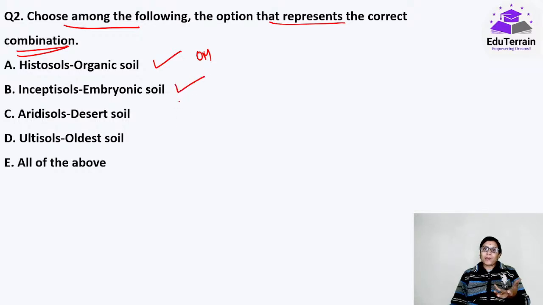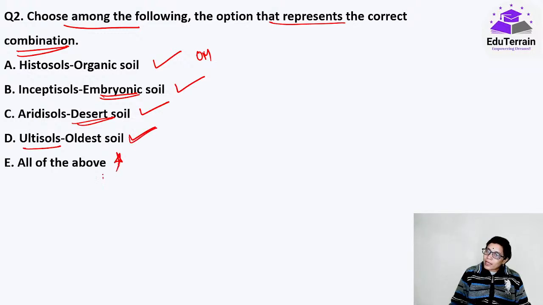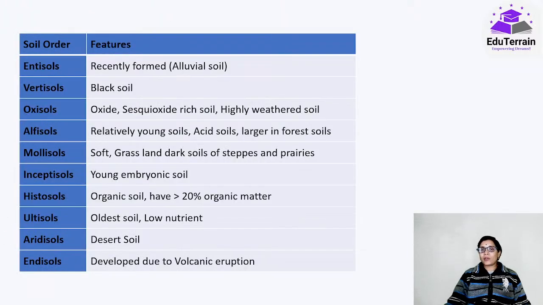Inceptisols, inceptum means just now taken birth in Latin. So, inceptisols, very young soils, that is embryonic soils. Aridisols, that is arid, dry nature, these are desert soils. Altisols, these are bleached, lot of usage, lot of weathering that they have seen, that is the oldest soils. And all of these are true. Okay, all of these are true in this case.